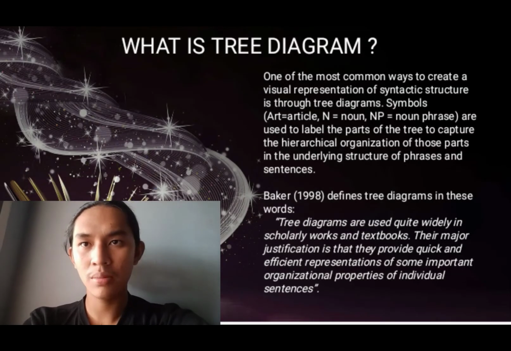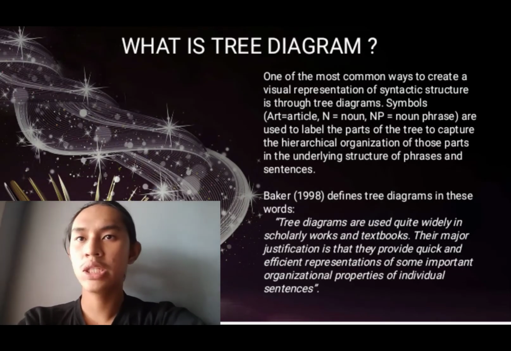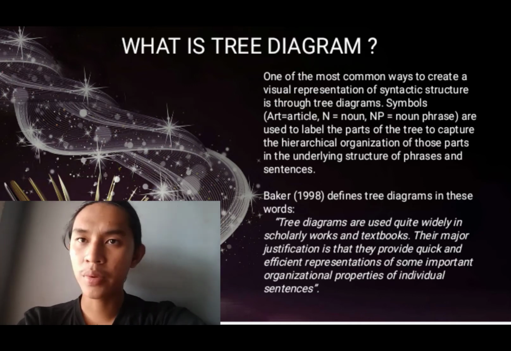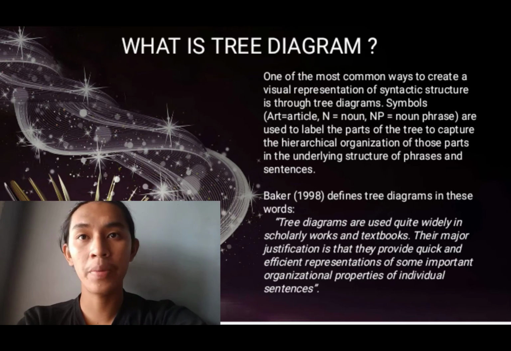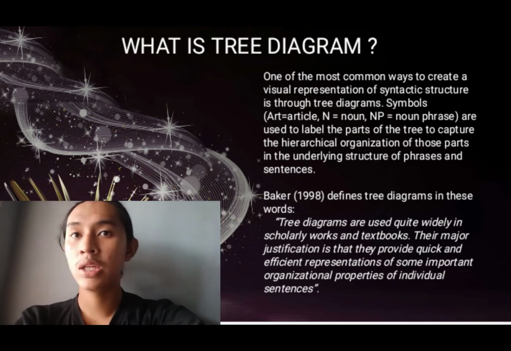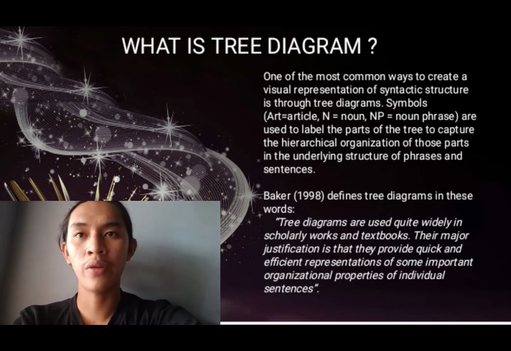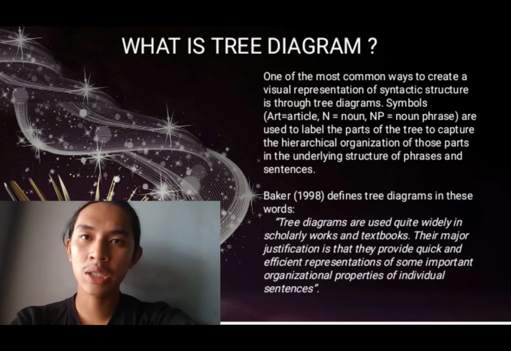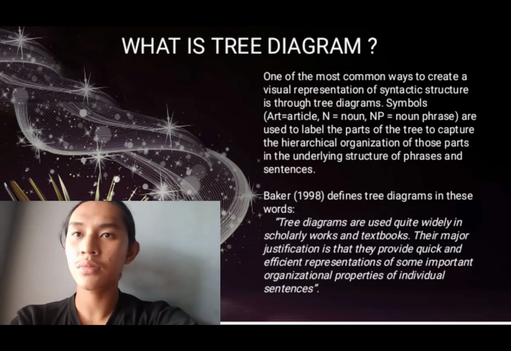My name is Sekdi Zulano Madani and I want to tell you about tree diagram. The first is, what is a tree diagram? One of the most common ways to create a visual representation of syntactic structure is a tree diagram. And the symbols, Art is the meaning of article, N is noun, and NP is noun phrase, are used to label the parts of the tree to capture the representation of the organization of those parts in the underlying structure of phrases and sentences.